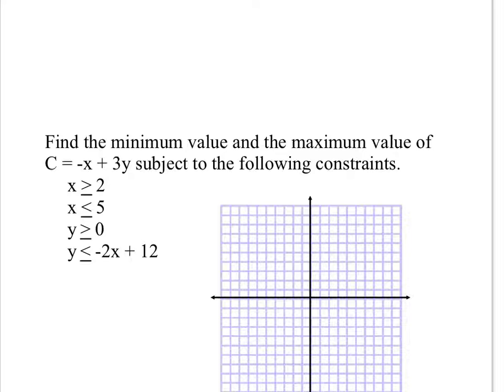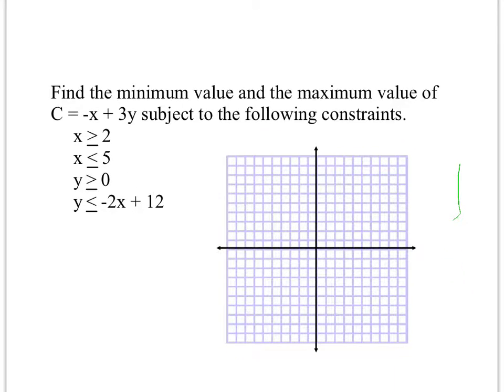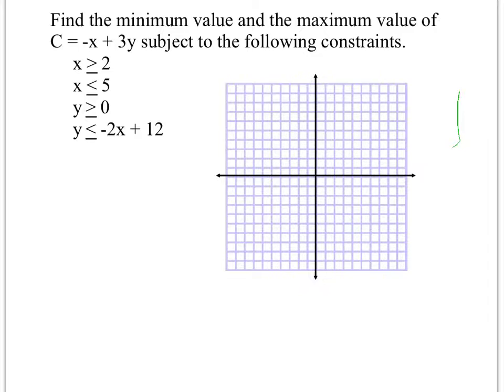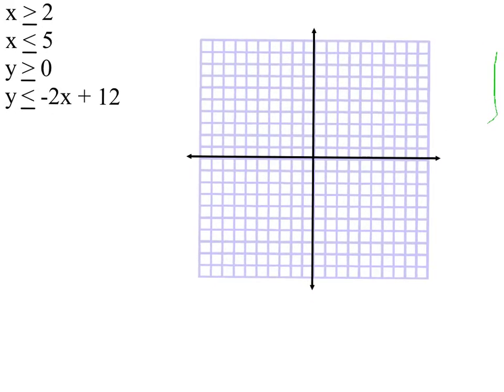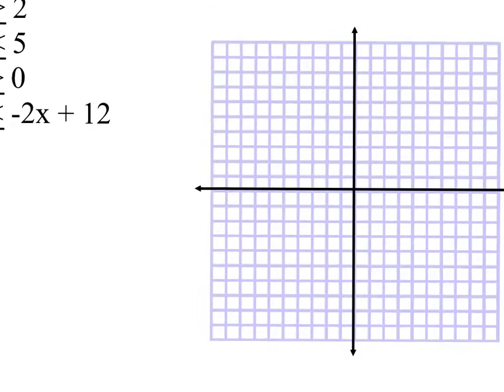Next page. So here we go again, another example. We have a different equation here, c equals negative x plus 3y. And this time we actually have 4 constraints. So we'll graph all of those. Let me make this bigger so I can graph it pretty easily.